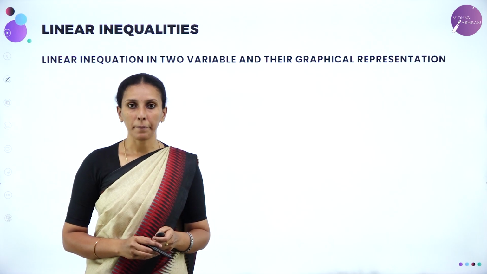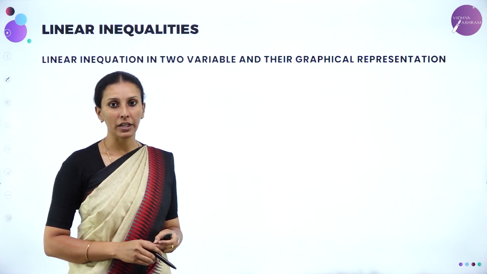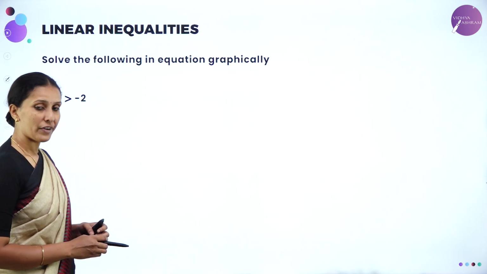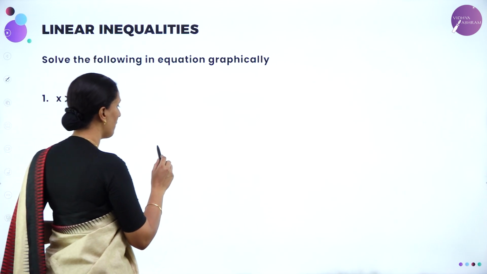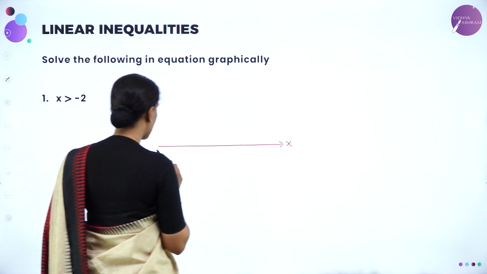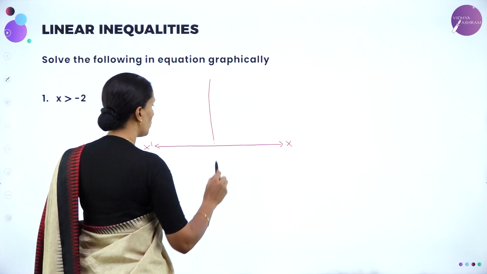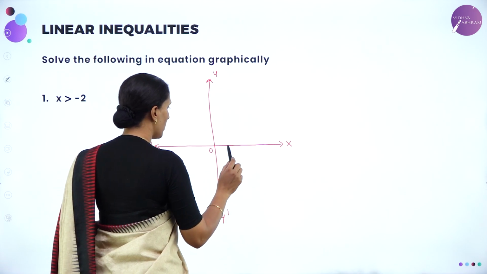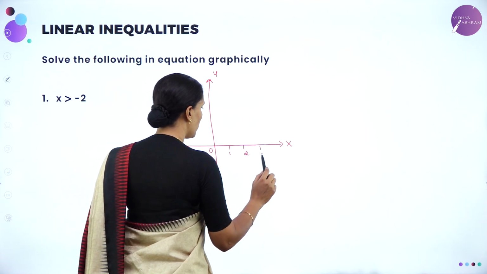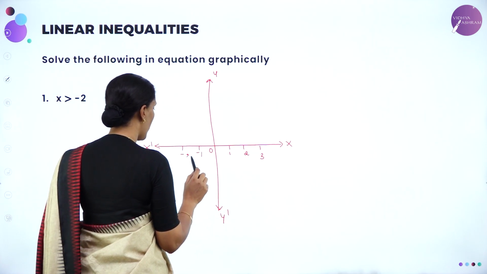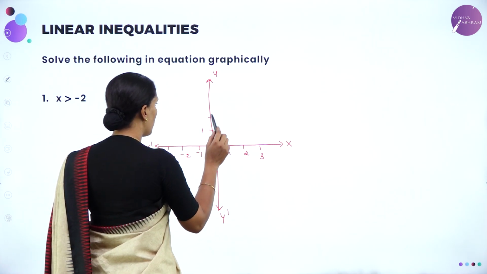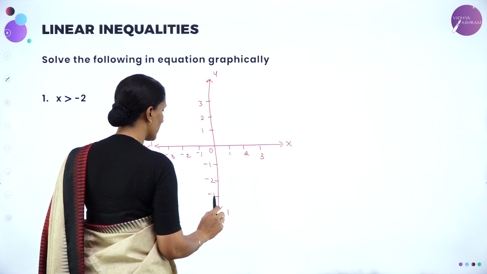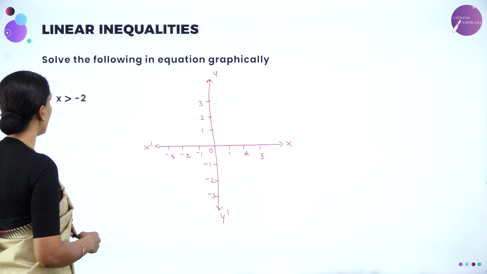Now let us take a few examples and we will study the solution region for the given inequation. First one is x greater than minus 2. So first let us draw the coordinate plane, x and y axis. So let us consider this x dash, two perpendicular lines, y dash, and this is the origin. So this is x is equal to 1, 2, 3, minus 1, minus 2, minus 3, y is equal to 1, y is equal to 2, y is equal to 3, y is equal to minus 1, minus 2, minus 3. Now my question here is x greater than minus 2.